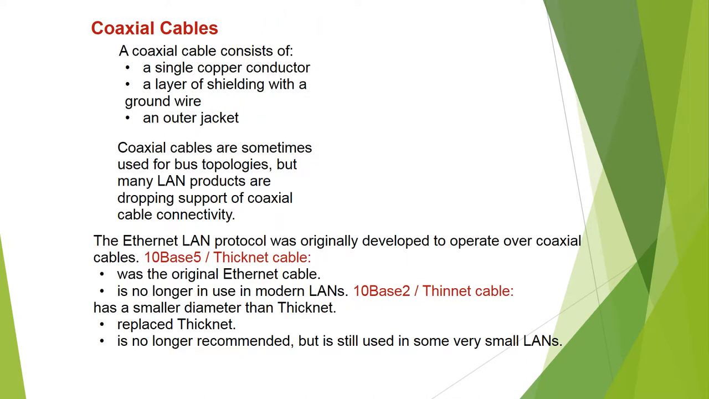Coaxial cable consists of a single copper conductor, a layer of shielding with a ground wire, and an outer jacket. Coaxial cable is sometimes used for hub bus topology, but many LAN products are dropping support of coaxial cable connectivity. The Ethernet LAN protocol was originally developed to operate over coaxial cable. 10Base5 thicknet cable was the original Ethernet cable and is no longer in use in modern LANs. 10Base2 thinnet cable has a smaller diameter than thicknet. It replaced thicknet, is no longer recommended, but is still used in some very small LANs.